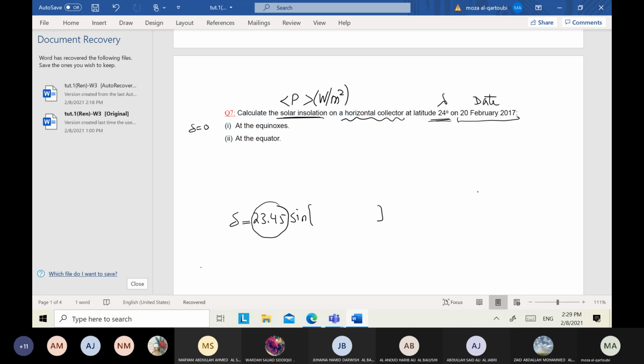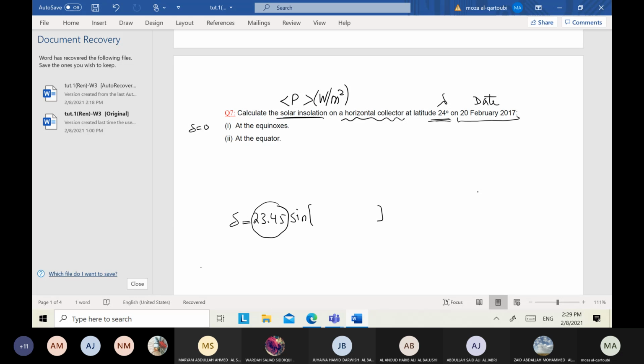Okay, for the equator, delta will depend on the date. Delta at the equator will depend on the number of days. So it should be fine, depending on the given date, in this case the 20th of February.